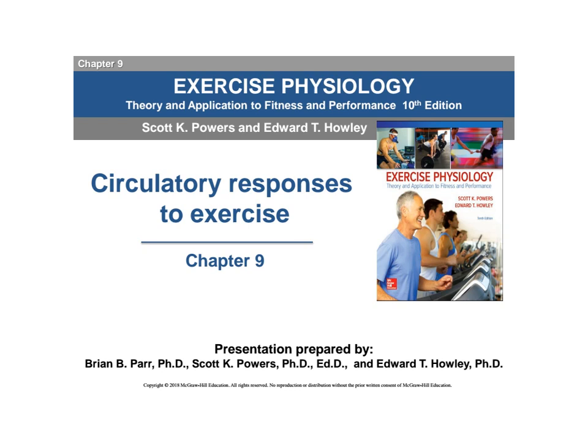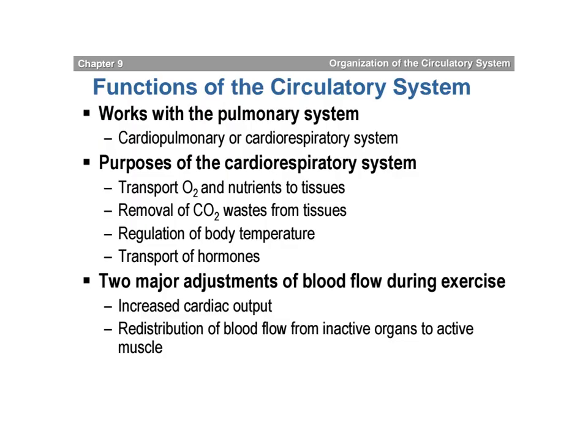This lecture is on Chapter 9, Circulatory Response to Exercise. The circulatory system works together with the pulmonary or respiratory system, and so they're often talked about together as the cardiopulmonary or cardiorespiratory system. The purpose of the cardiorespiratory system is to transport oxygen and nutrients to your tissues. It's also there to remove CO2 waste.